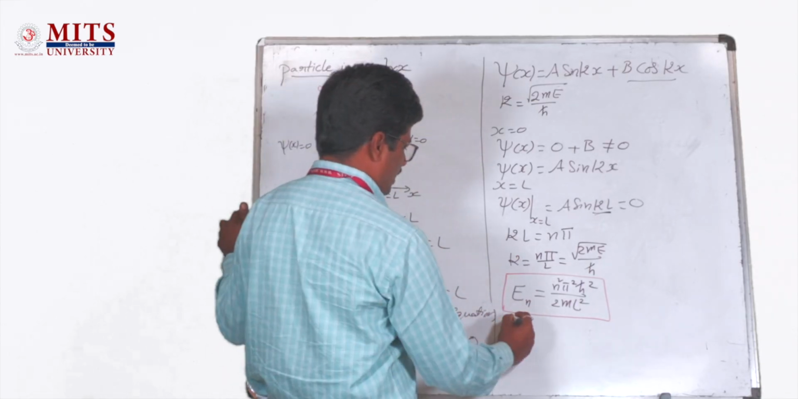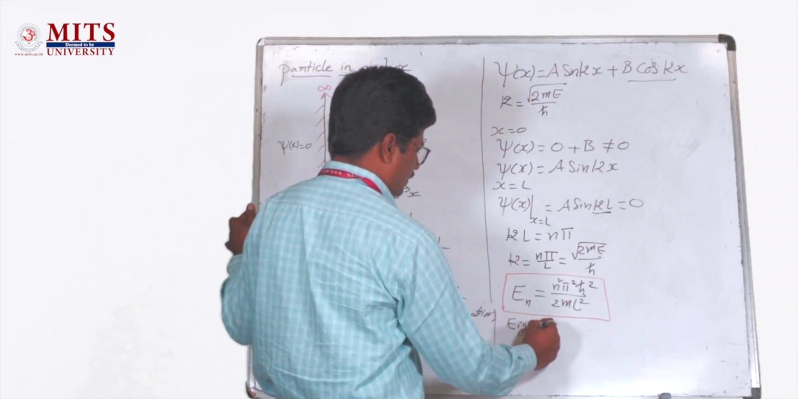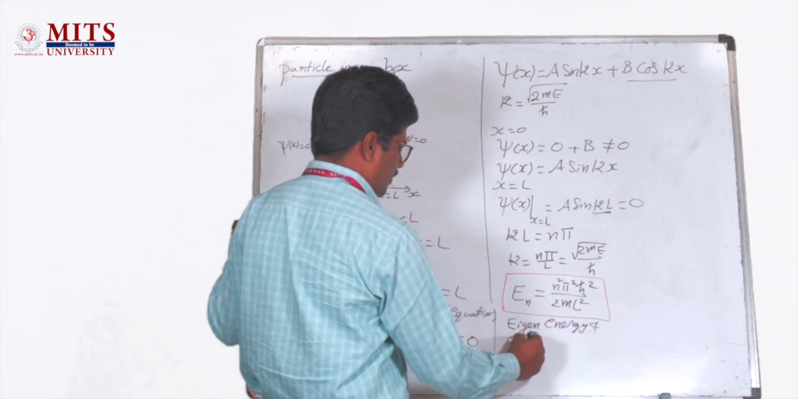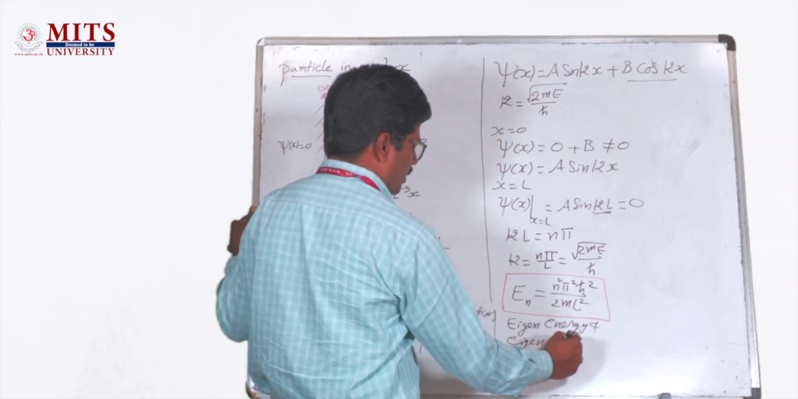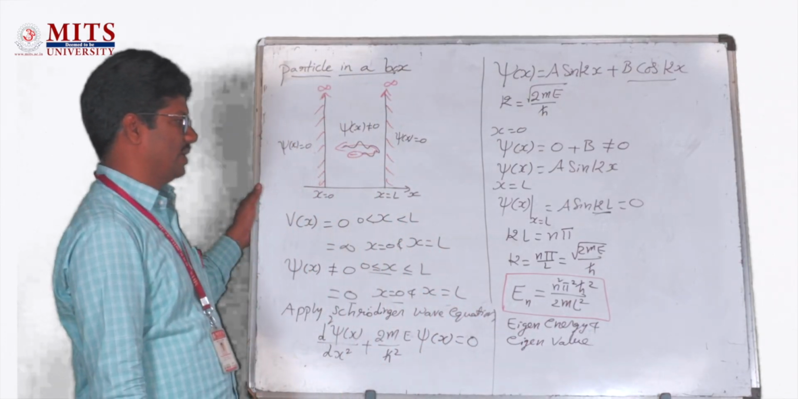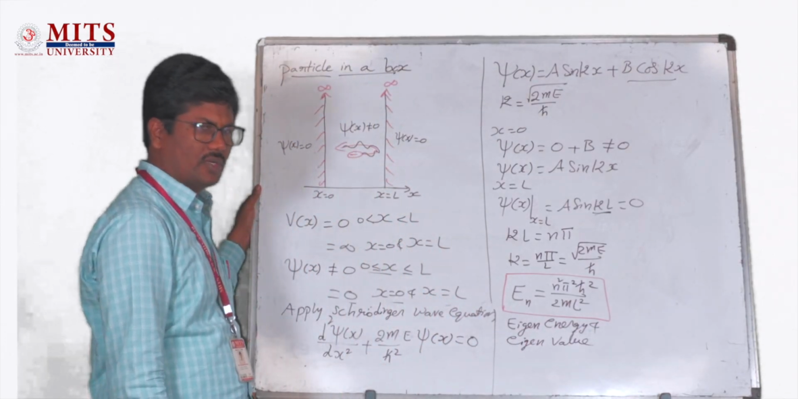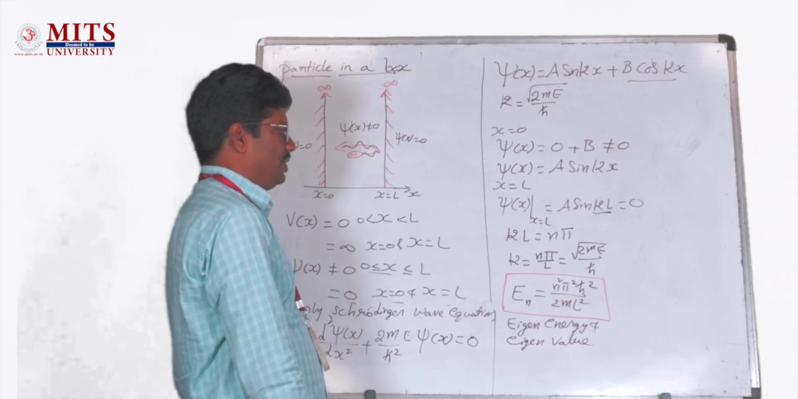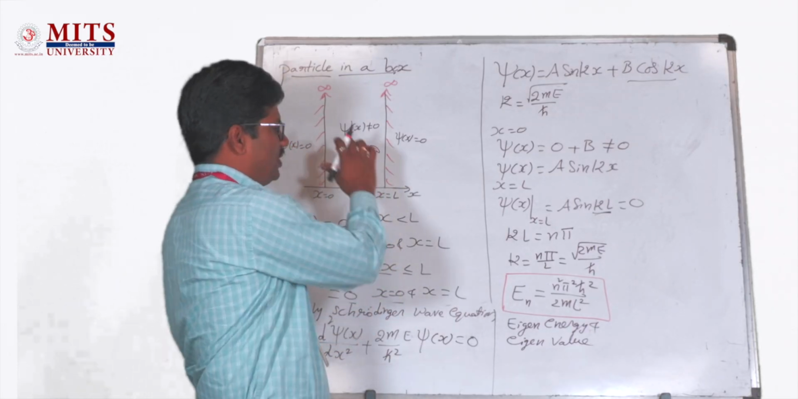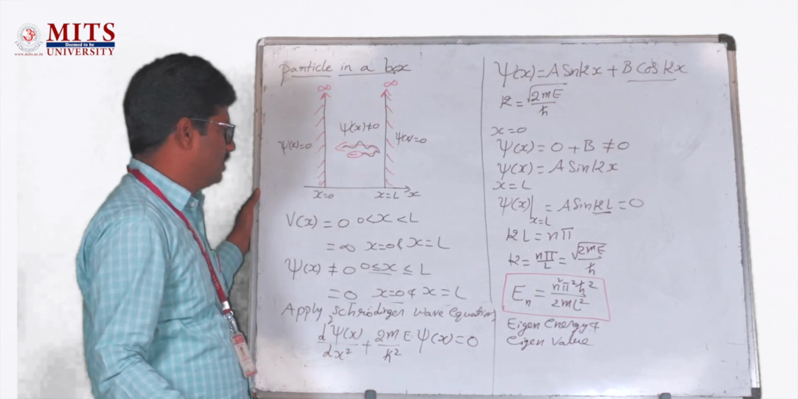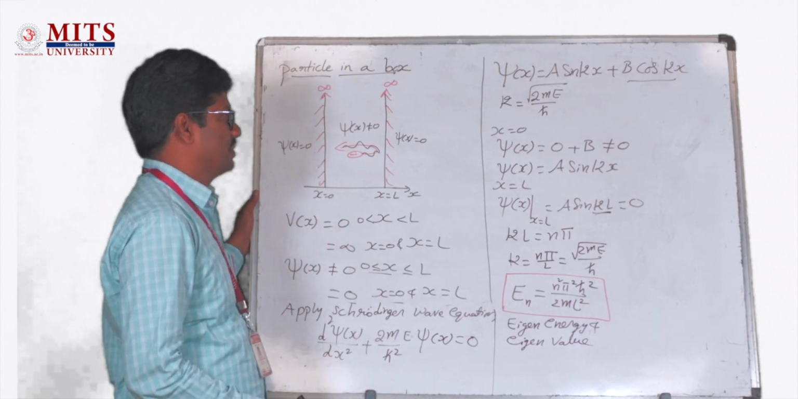So the eigenenergy or eigenvalue of this particle in a box or potential well is n square pi square h cut square by 2m L square. So far this is the energy of this particle which is moving here. Now let us discuss the wave function for this.